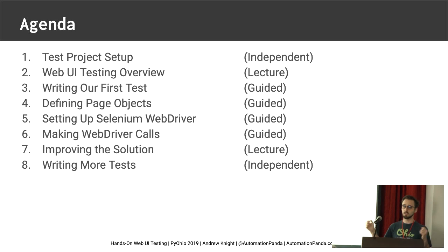I'm expecting that everyone here probably doesn't have much testing or automation experience yet. If you do, that's a bonus. If you don't, that's totally cool. The starting point here is just you know some Python, that's good enough. So we're going to learn a little bit about what web UI testing is. We're going to write our first test together. We're going to look at these things called page objects. Ooh, big buzzword. We're going to actually hook up Selenium WebDriver to make this thing real. We're going to use WebDriver to make the calls, such as clicking and scraping text.